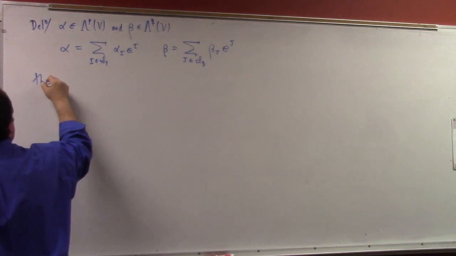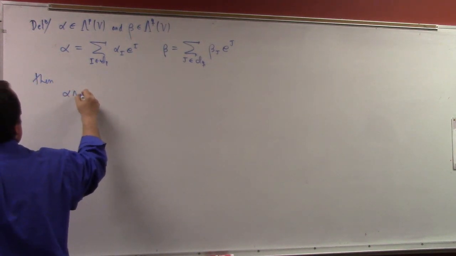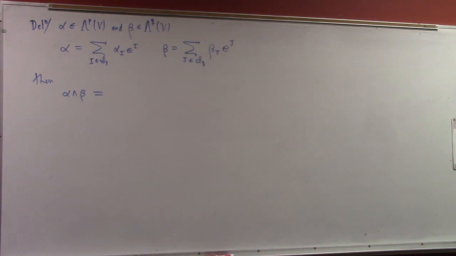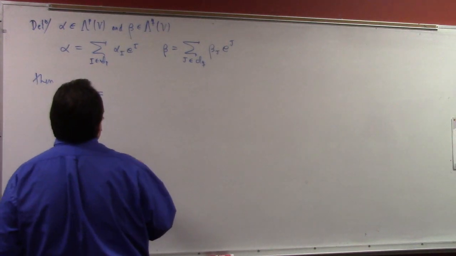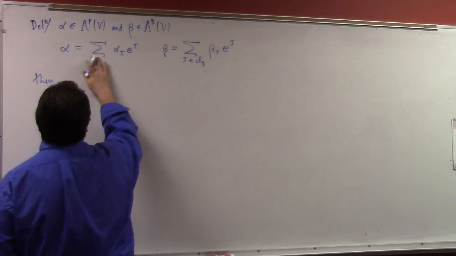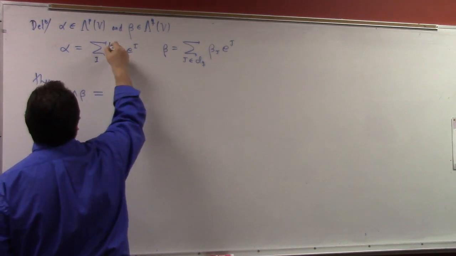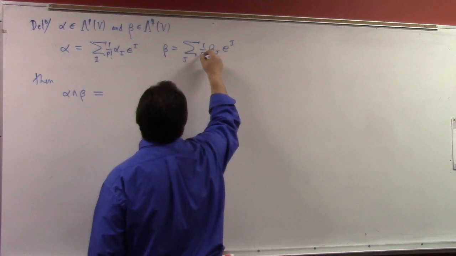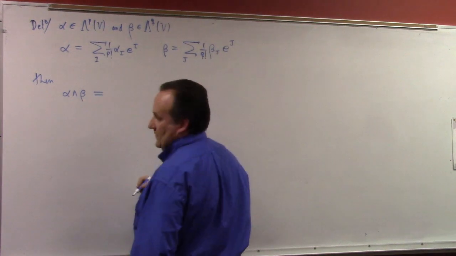Then alpha wedge beta is equal to, oh man, did I, son of a gun. Look at that. Well, I got bad news. I actually didn't do that. I did the 1 over p factorial and the 1 over q factorial here, way of thinking.